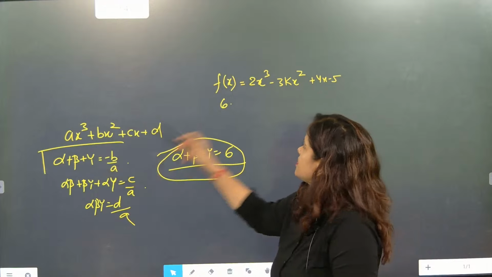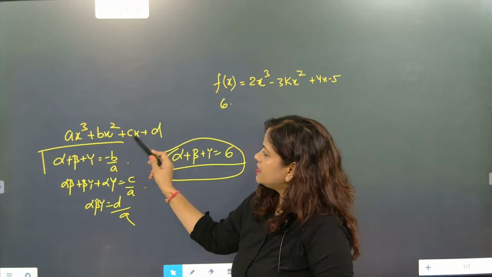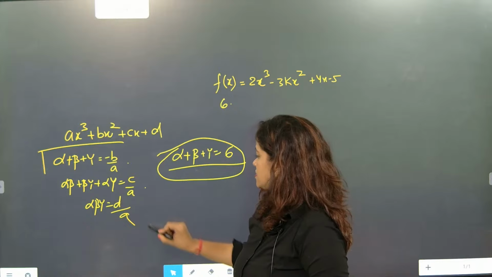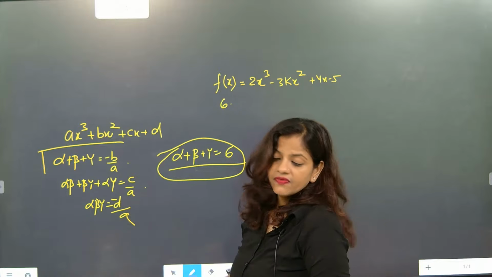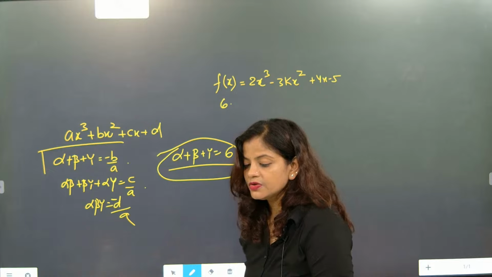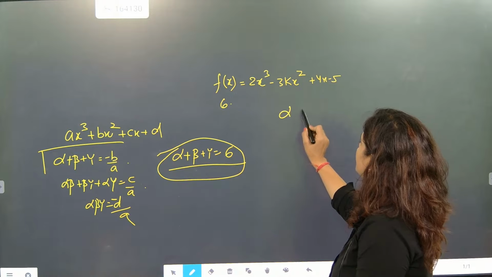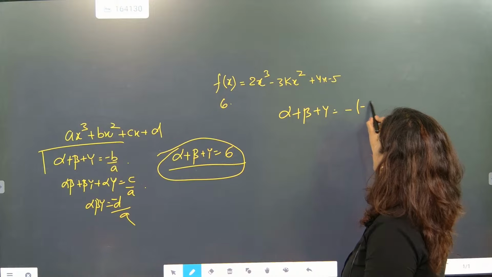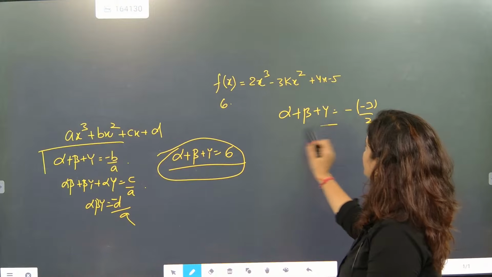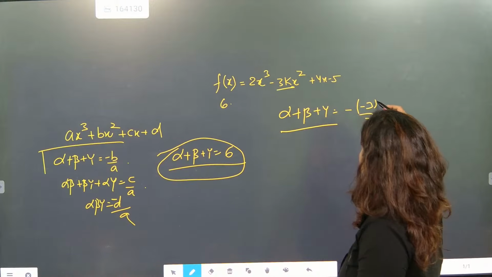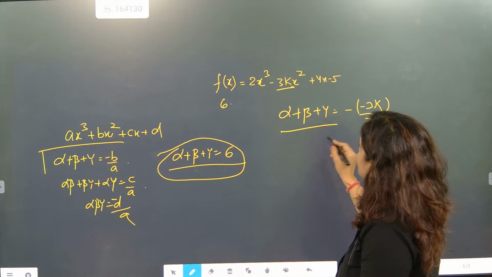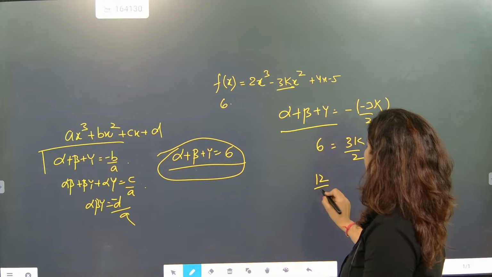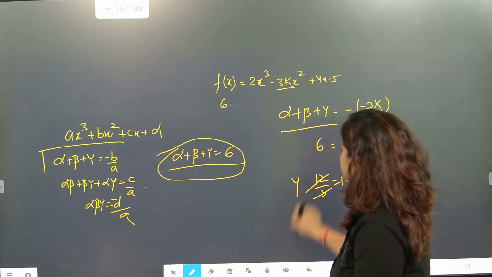So alpha plus beta plus gamma will become minus b by a, then this one will become c by a, and this will become minus d by a. They have given the sum of the zeros. So alpha plus beta plus gamma equals minus of minus 3k by 2. So 6 equals 3k by 2, so 12 by 3 is equal to k. K is equal to 4.